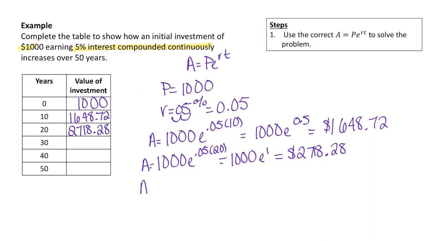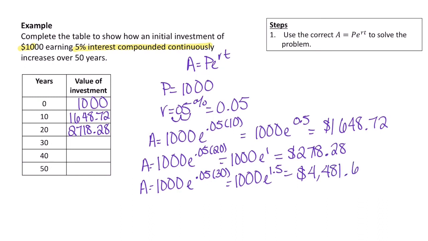And now let's figure out the value at 30. So we have 1,000 times e to the 0.05 times 30. So that's 1,000 e, and 0.05 times 30 is going to be 1.5. And when we type this in our calculator, we have 1,000 e to the 1.5. And that is going to be $4,481.69.